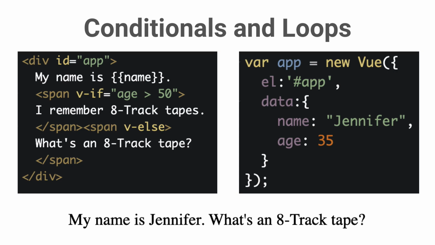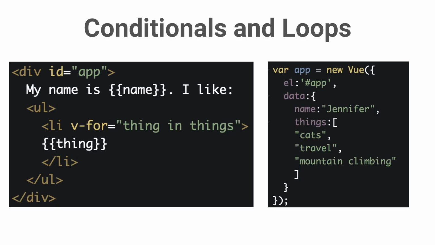These 2 examples demonstrate that we can combine data not only to text and attributes, but also the structure of the DOM. Vue also provides a v-for directive. This directive can be used for displaying a list of items using the data from an array. So let's look at an example.